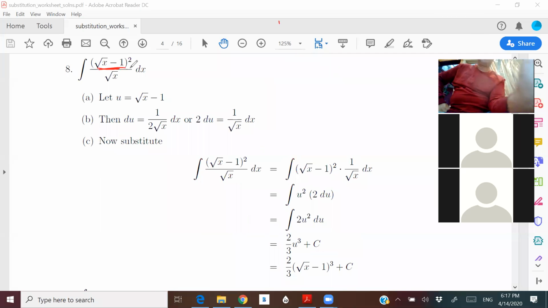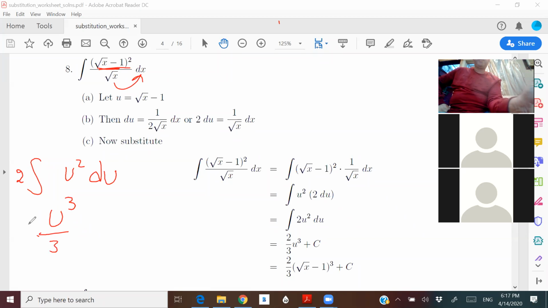Please replace radical x minus 1 squared by u squared. Replace 1 over radical x dx by 2 du. So we have finished our work. Please integrate, it becomes u cubed over 3 times 2 out plus constant. Just replace u by radical x minus 1 again. Is it hard to use the substitution way? I think it's too easy.